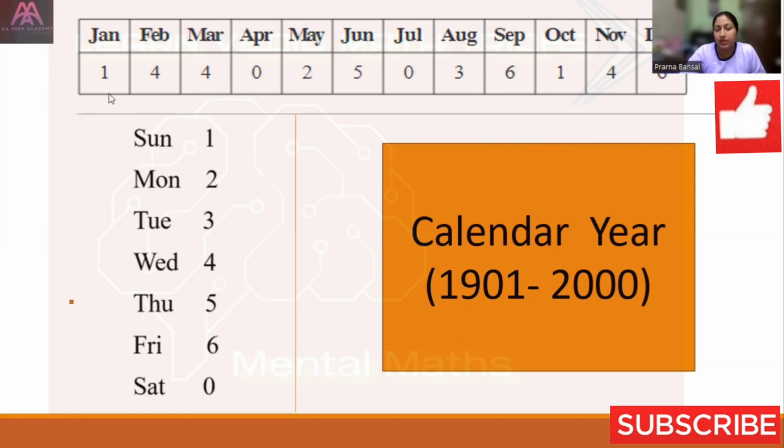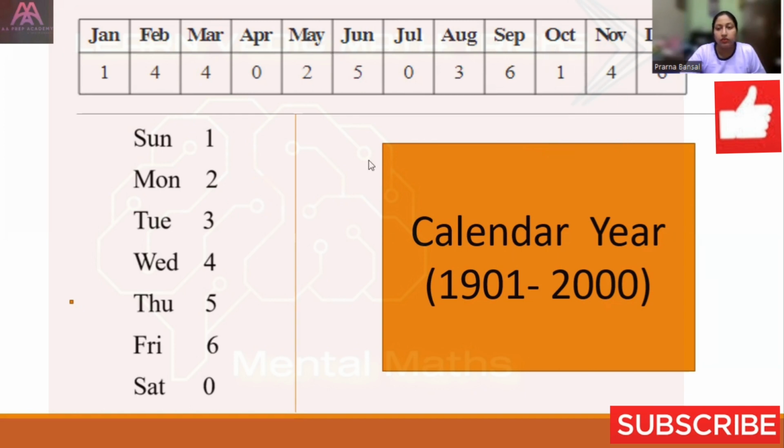Okay, this is known as the month key because we are assigning this key to month. Easiest way to remember this key, you can remember like this: 144 is 12 square, 025 is 5 square, 036 is 6 square, and in last 146.